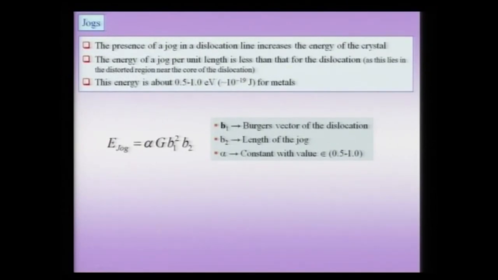We will briefly consider the energy of a jog. An important point to note is that the presence of a jog in a straight dislocation line increases the energy of the dislocation. But the jog's energy per unit length is comparatively less than that of the straight dislocation. Though the extra length produced by the jog costs you energy, that length energy is lower compared to the normal dislocation energy, something to be noted.